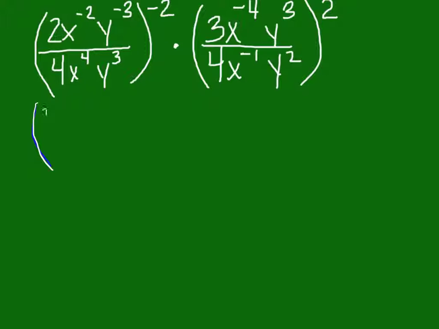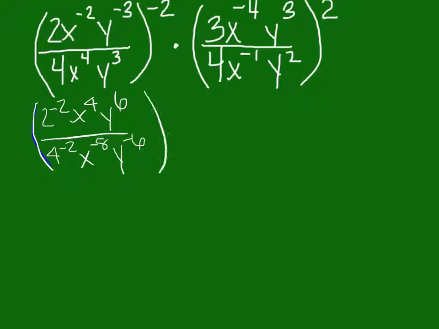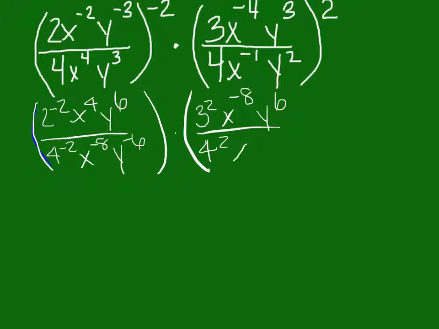then we're going to have 2 to the negative second, x to the fourth, y to the sixth, over 4 to the negative second, x to the negative 8, y to the negative 6. So now we have the second set. We have 3 squared, x to the negative 8, y to the 6, over 4 squared, x to the negative 2, y to the fourth.